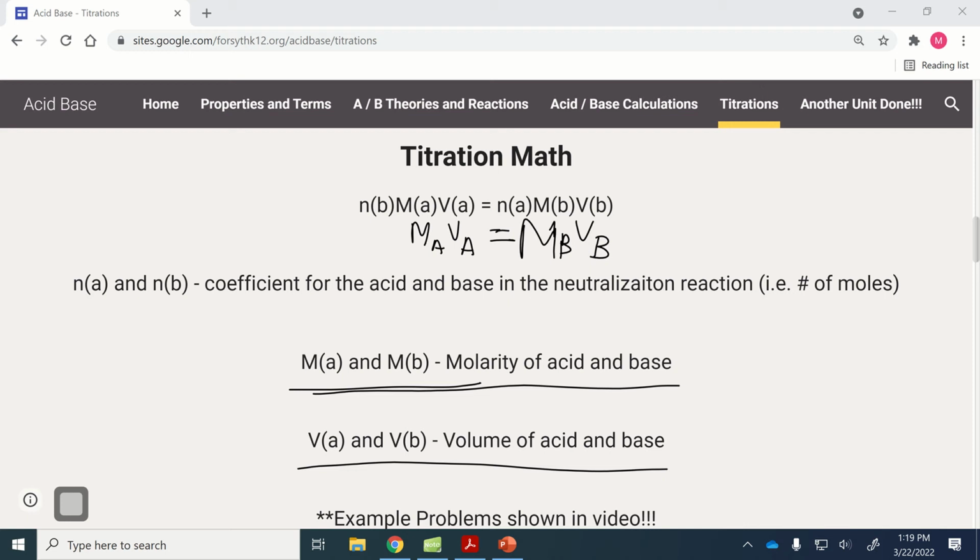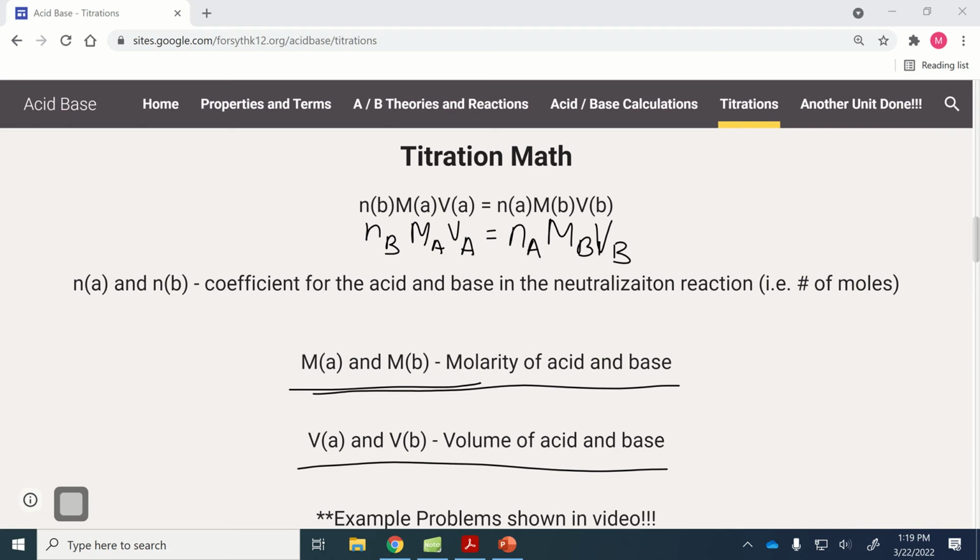That would mean we have a neutral reaction because I have equal numbers of H plus and equal numbers of OH minus forming water. But because it's a reaction between two different chemicals, I need to include these N's. I'll rewrite it over here. Na and Nb, and you can see that they are on opposite sides of where the molarity and volume of that particular chemical, acid or base, are. We actually switch them. Na and Nb are the coefficients for the acid and base in the neutralization reaction.